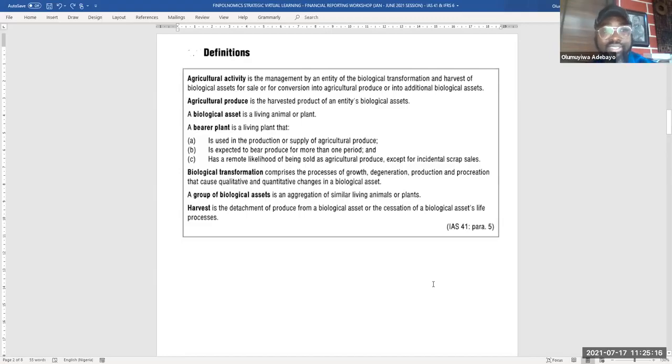And harvest entails when you detach a product away from a biological asset, or when a biological asset has reached the end of its useful life, and as a result it needs to be killed or sold outright. At that point, we call that process the process of harvest. And harvest brings about recognition and identification of agricultural produce.